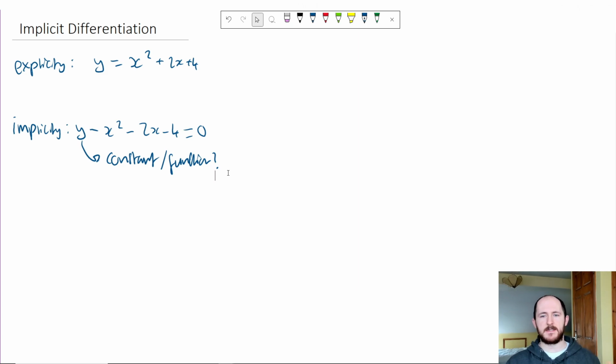Now, the good news is, there is a way that we can actually differentiate this and do it all nice and neatly. The first thing I'm going to do is I'm going to differentiate the top just to prove to you that this gives us actually the exact same thing. We get 2x plus 2. So we're looking for dy by dx equals 2x plus 2.